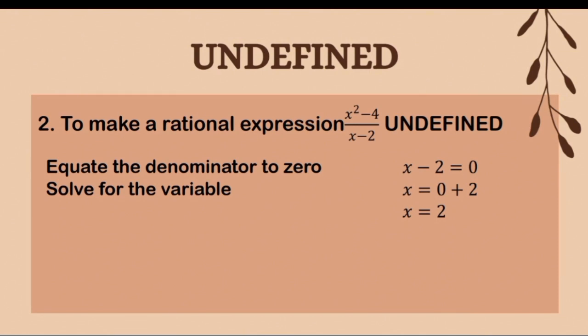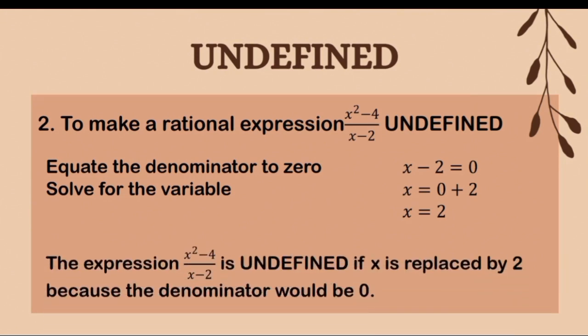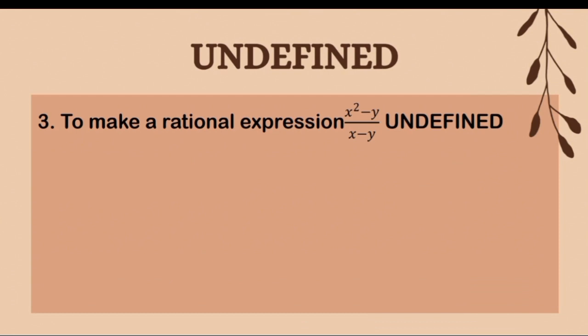To make the rational expression undefined, we equate the denominator to 0. The expression (x squared minus 4) over (x minus 2) is undefined if x is replaced by 2 because the denominator will be 0.